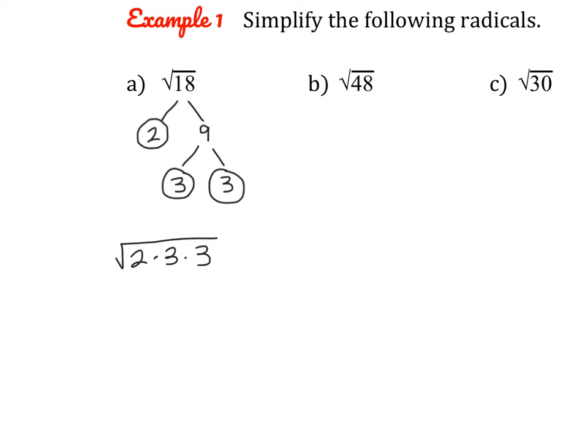I'm going to circle my pairs of factors. So I see a pair of 3s. For this pair, one of them is going to escape outside the radical. But you'll see that I still have a number left inside. I have a 2. So my final answer is 3 times the square root of 2.